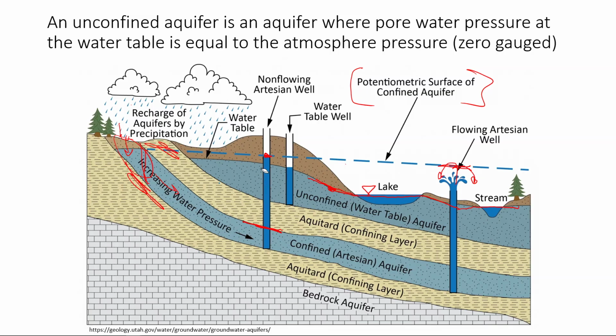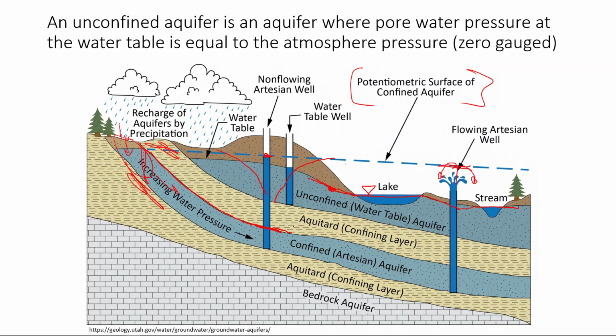When I start pumping from here, the water level here will remain the same. Whatever water level you have here will remain the same. What will decrease is this potentiometric surface. Why? Because this water is compressed and I'm releasing this compressed water, but the water will remain here. Imagine you have water, you are compressing this water, then you are taking some of this water. What will happen? The water will expand, but the water level will not go down.